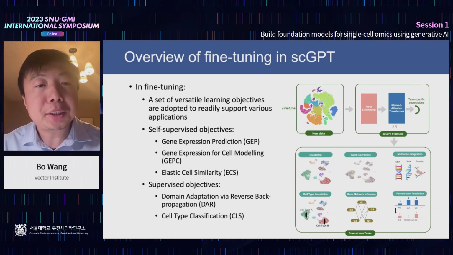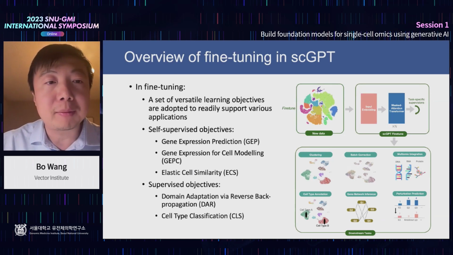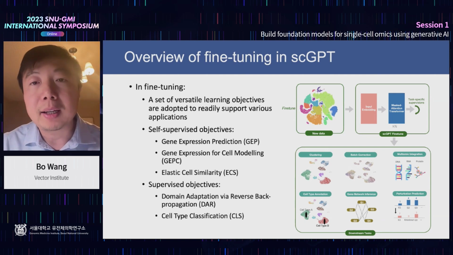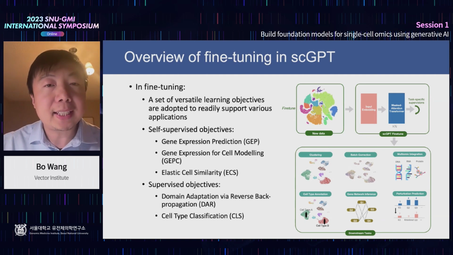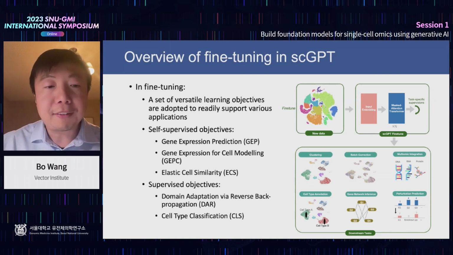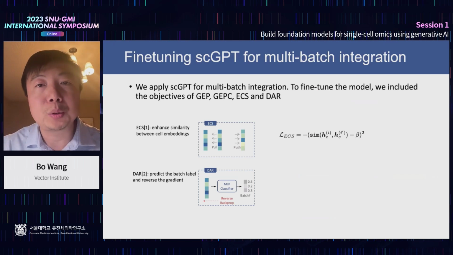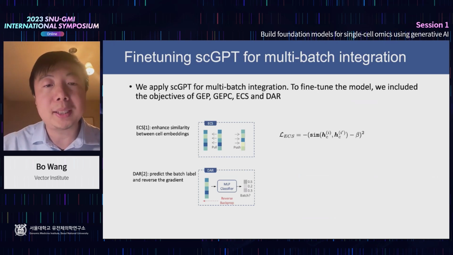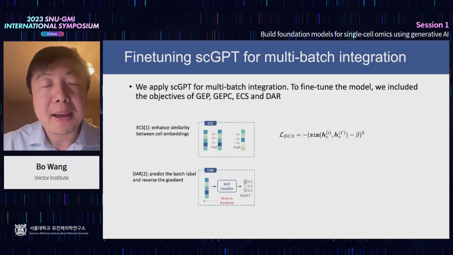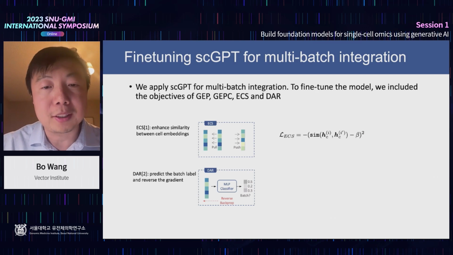So as I mentioned, after 2 weeks of generative pre-training, we have this foundation model. And the second step is to perform fine-tuning for downstream tasks. The first task we have for scGPT is to integrate multiple batches of RNA-seq, which is a common task in single-cell analysis. And really, the key for fine-tuning is to define your loss functions.